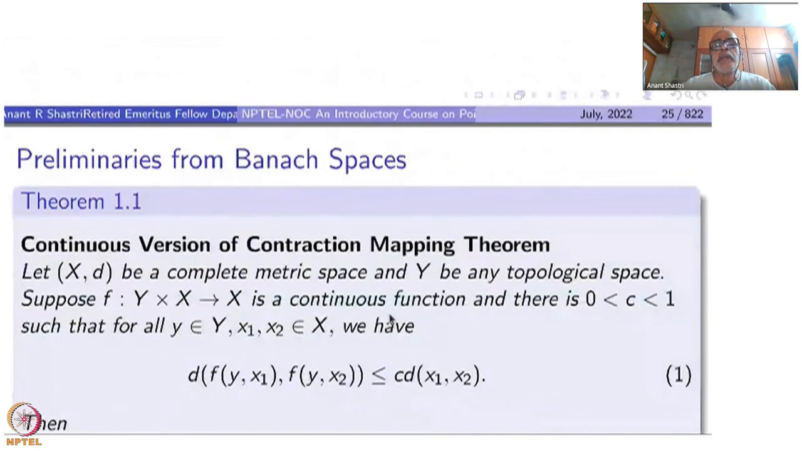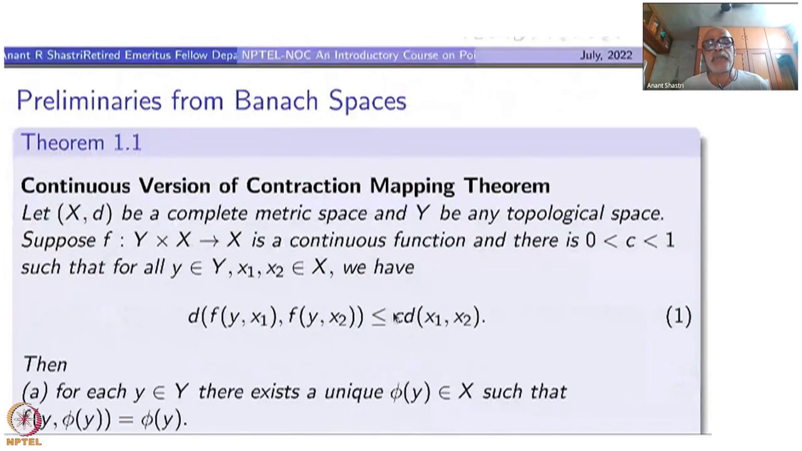So let me begin with a modification of the contraction mapping theorem that we have proved in part 1. A modification is an extension, actually. There we had proved it for one map. Here we will prove it for a family of maps. That is the importance. So start with a metric space (X, d).